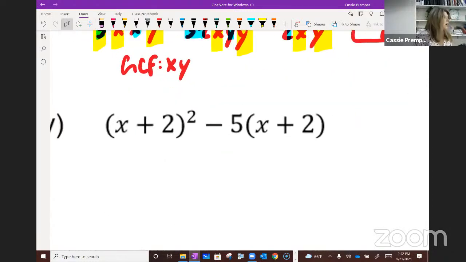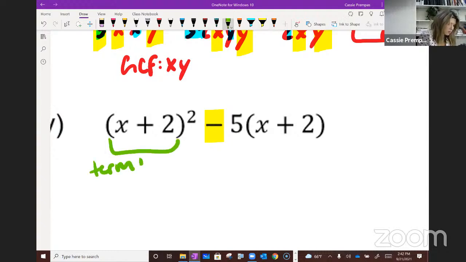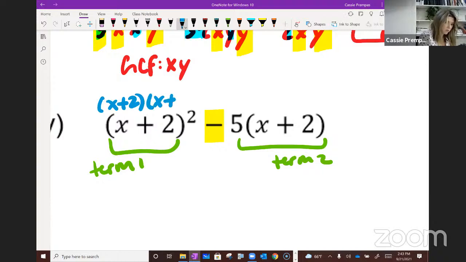Letter 4, if you identify how many terms you're given, it's actually easier to perform this problem. Remember, terms are separated by plus or minus. So I actually have 2 terms here. This would be term 1, and this would be term 2. If I factored those down, x plus 2 squared is the result of x plus 2 times itself. Don't FOIL it because we're factoring. Remember, factoring means unfoil it, like take it out. So if I factored this one, it's 5 times x plus 2.